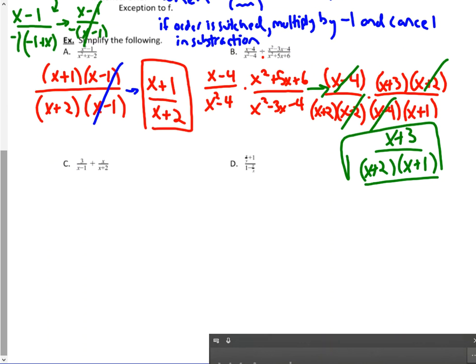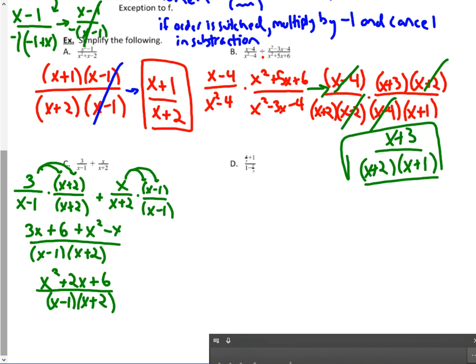One more example, letter C. 3 over x minus 1 plus x over x plus 2. All right, we are adding two fractions here with different denominators. Take a second, please pause this video and get these common denominators and try factoring and canceling out as much as possible. So take a few minutes and then join me after.